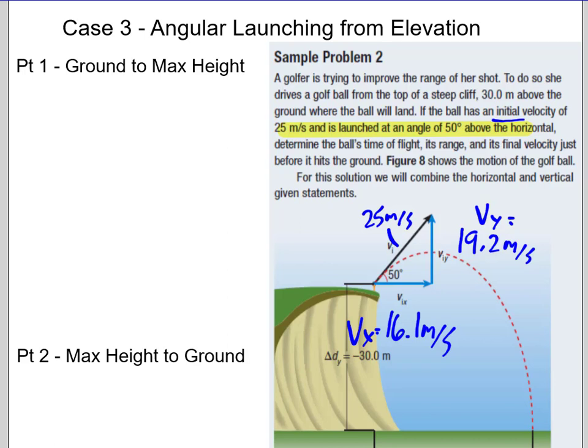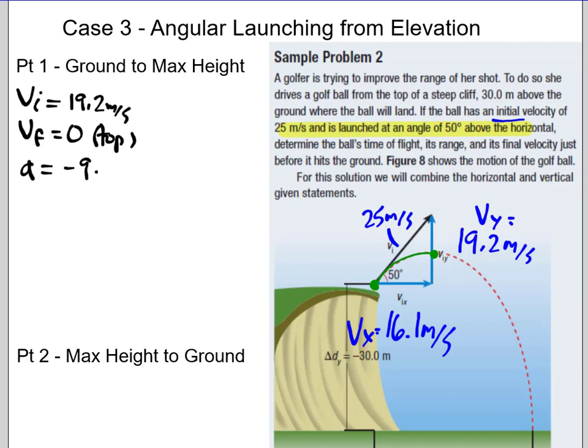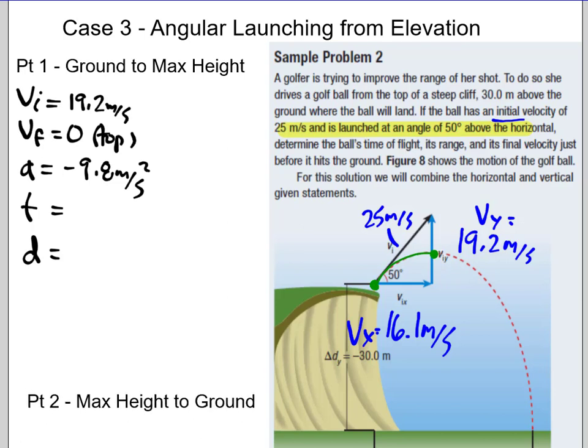So now we're going to work this problem. We are going to go from ground, which is this location here, to this maximum height right here, and that's going to be the first half of the problem. So I'm going to write a little bit smaller. We have a Vi of 19.2. We have a Vf of 0 at the top, because we're looking for the max height. We have an a of negative 9.8 meters per second squared, and we would like to find t and d.